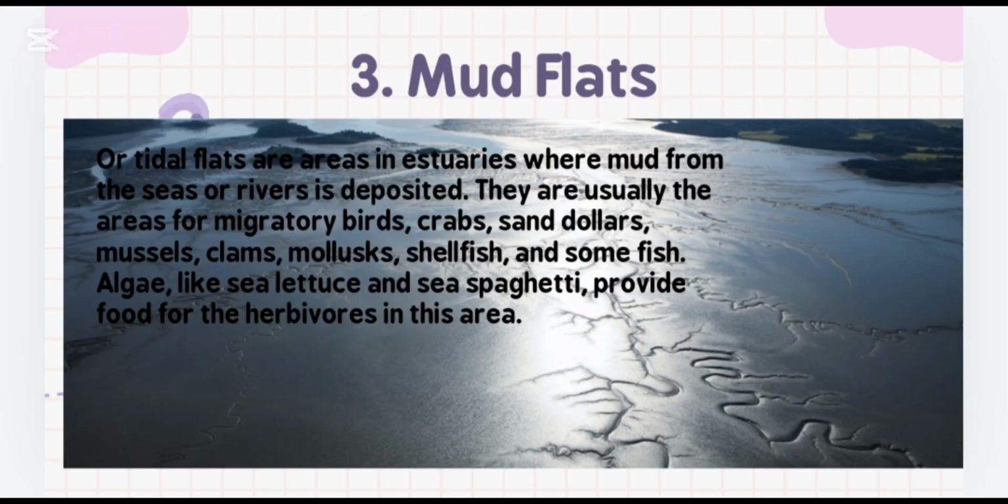The third one is mud flats, or tidal flats. They are areas in estuaries where mud from the seas or rivers is deposited. They are usually the areas for migratory birds, crabs, sand dollars, mussels, clams, mollusks, shellfish, and some fish. Algae like sea lettuce and sea spaghetti provide food for the herbivores in this area.